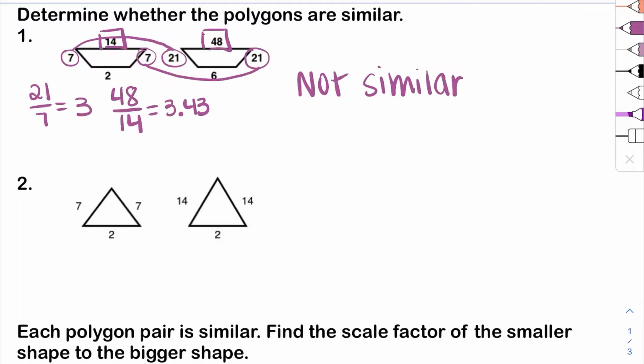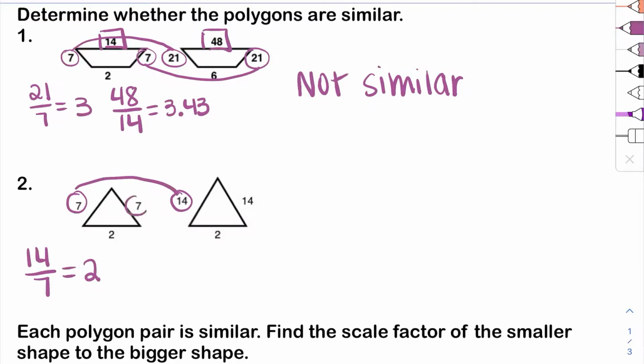And once you have either verified that they're all the same, or if you notice a difference, then you can make your conclusion and you're finished with the problem. So let's go ahead and look at number 2. So number 2, we'll start with 7 and 14. I'm going to divide 14 divided by 7. 14 divided by 7 is 2.